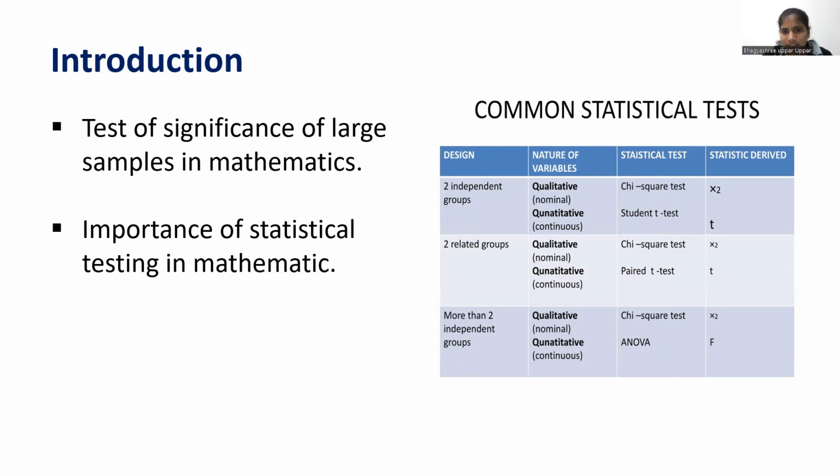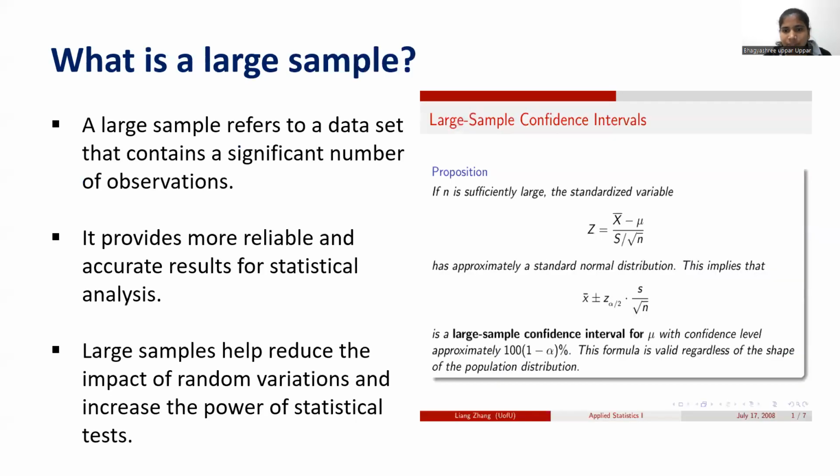Common statistical tests. Design, nature of variables, statistical test, statistic derived: two independent groups, two related groups, more than two independent groups. Nature of variables: qualitative, quantitative. Statistical tests are Chi-square test, student T test, paired T test, ANOVA.